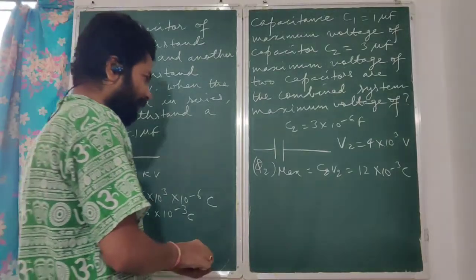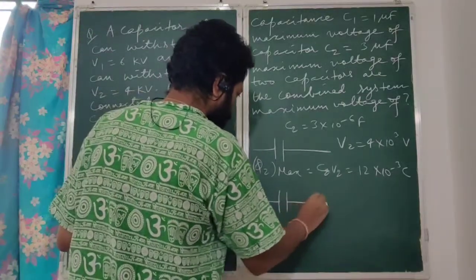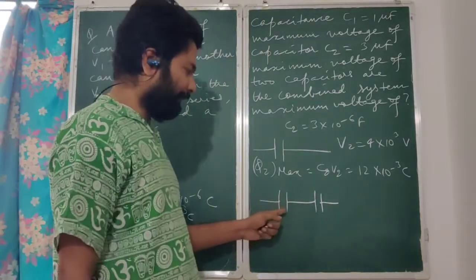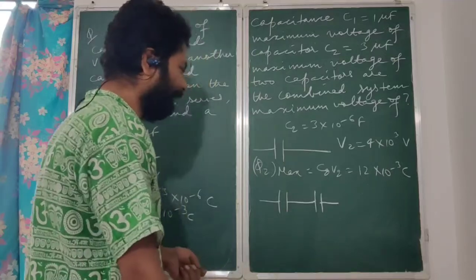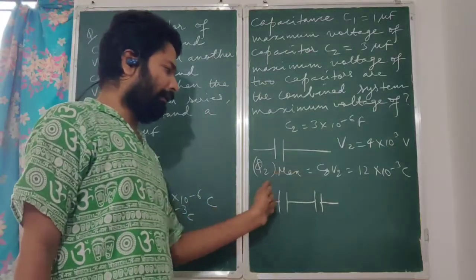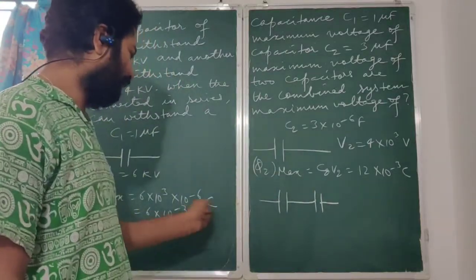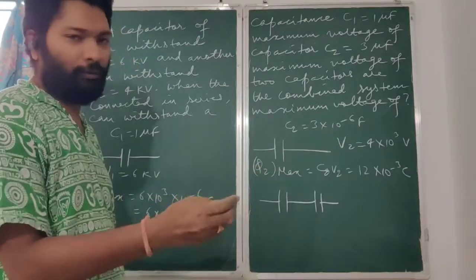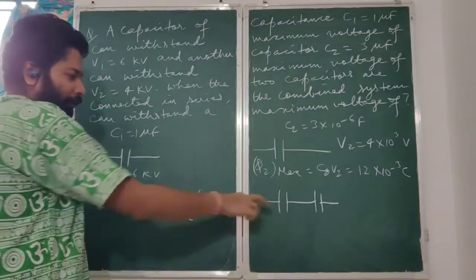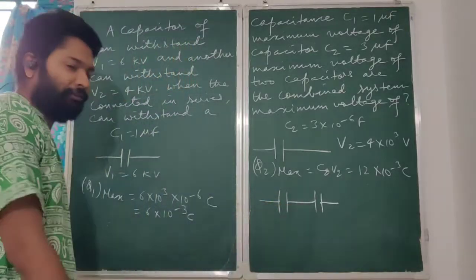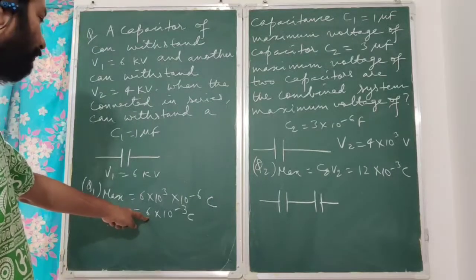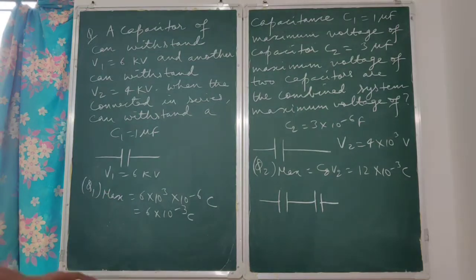When you are connecting them in series, what happens in series? The charge on the plates has to remain the same. So if you don't want this setup to get damaged, which charge out of these two should you choose? You are having two options. Either both the plates will have this much charge, or both the plates will have this much charge. Because in series the charge on the plates has to be the same. So obviously we'll choose the lower one, Q1 max, 6 into 10 to the power of minus 3.